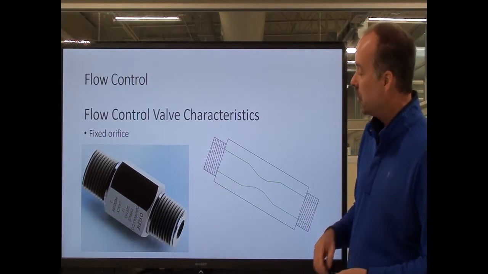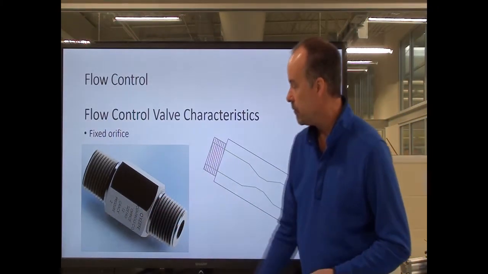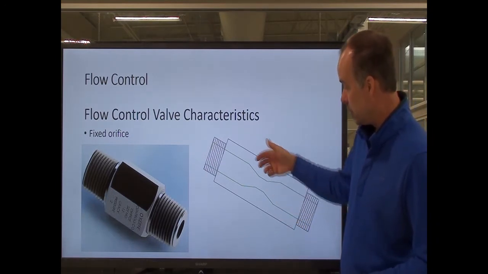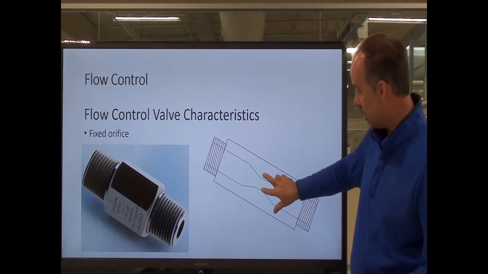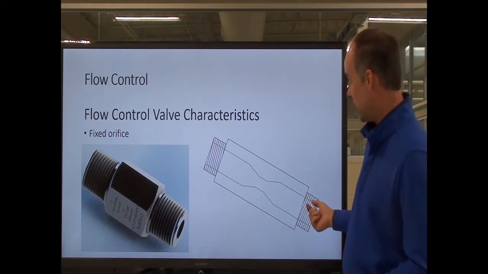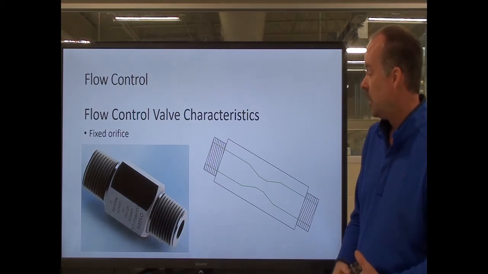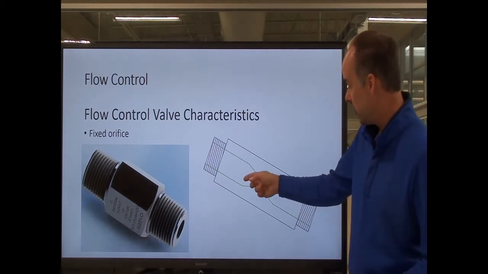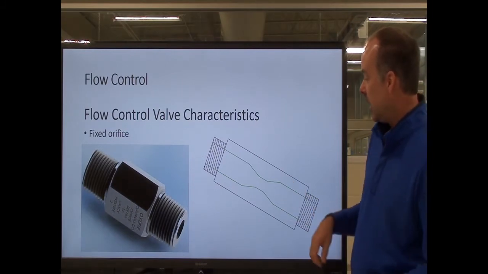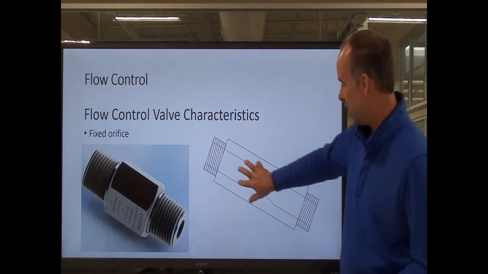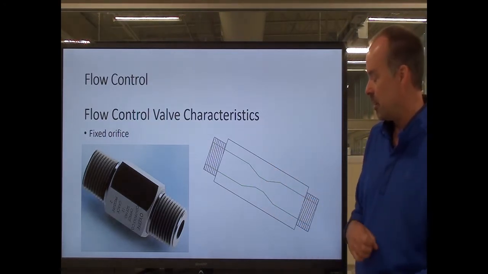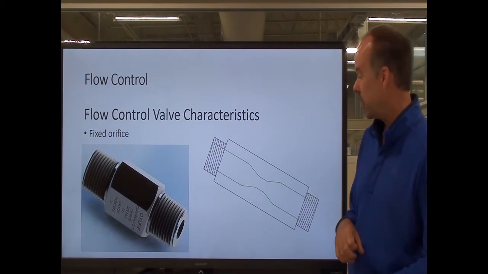A fixed orifice valve is much like what you see here. There's no adjustment to it. It basically has a port through it, and it's got a restriction inside to a set amount, so as to restrict the flow, slow it down through this narrowed area. This is not exactly how they're made inside, but this is more or less to give you an idea of what it is. It's just a reduced flow path.